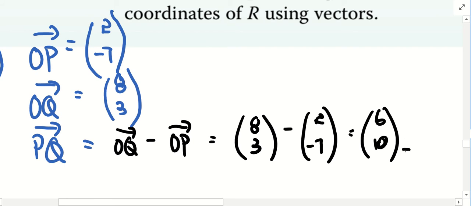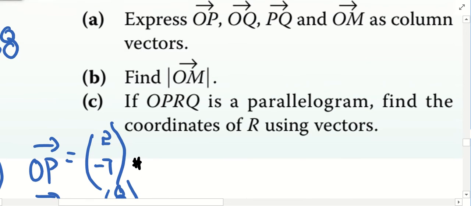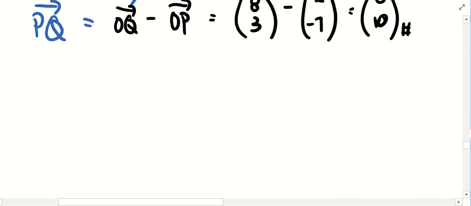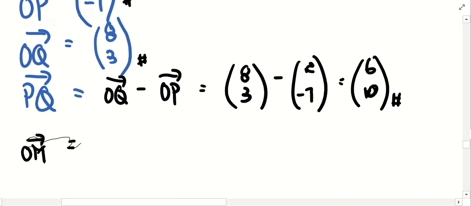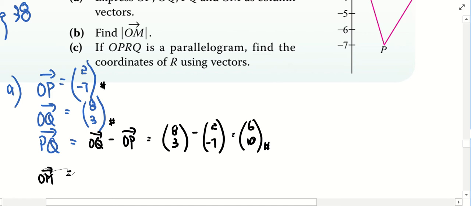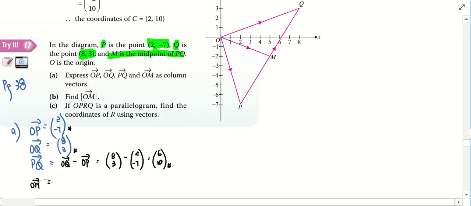You will get 6, 10. Am I right? Okay, so these are the three. However, there is another one, OM. How can we find OM? What did they say about the M? It's half, right? Half of PQ.